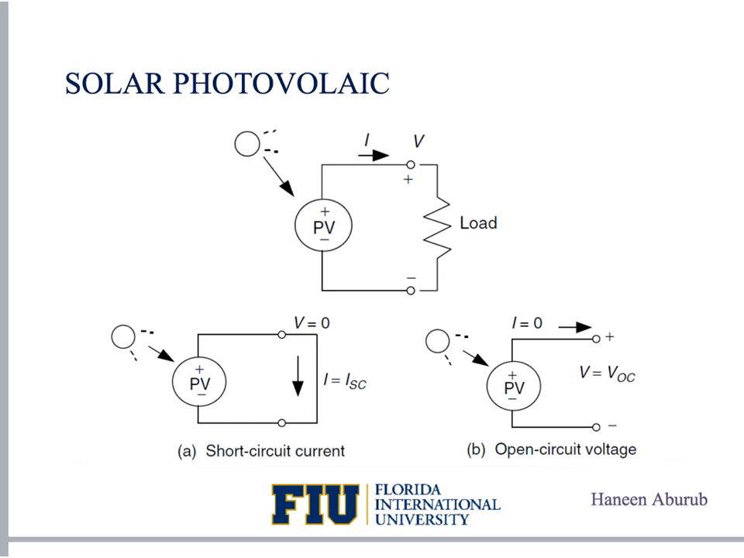Now, for solar PV, there are two conditions of particular interest for the actual PV and for its equivalent circuit. The first thing is the current that flows.